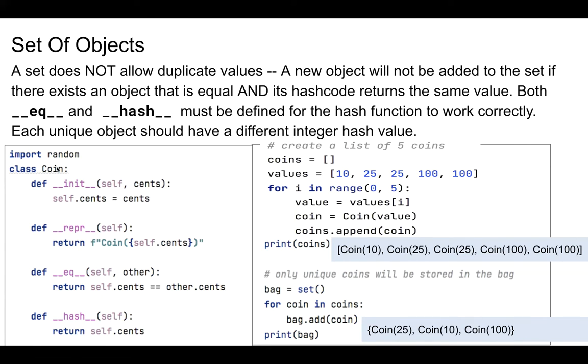Here, the integer value is going to be the same as the cent value, so I'll define my hash method to just return the cent value. And the equals method returns true if the cent values are the same. By having both of these methods in here, when I add the coins, it will only add a coin if it does not already exist in the set. So it will get the unique coins in the collection: a 25-cent, 10 cents, and a dollar coin.